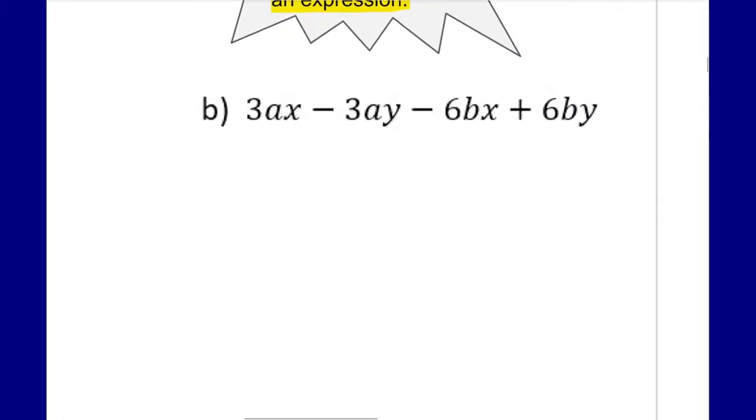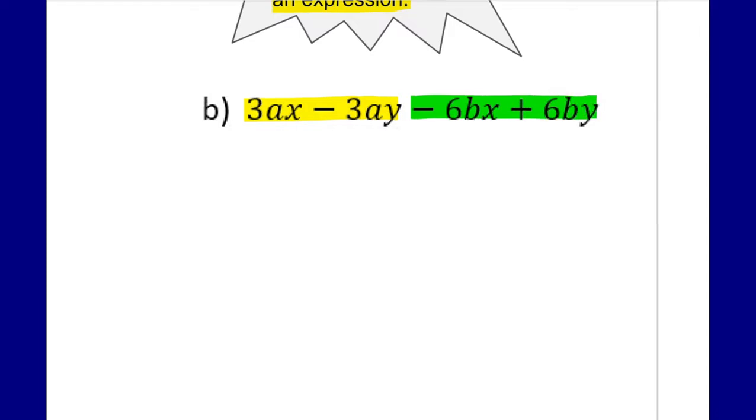So let's take a look at b. Let's do the same thing. Let's focus on the first part and the second part. So 4 terms, we're going to factor by grouping. If I separate the first 2 terms, what's common between 3ax and minus 3ay? Well, the number 3 for sure, and there's also a factor of a between them that is the same. So when I factor that, what's left over is x minus y.